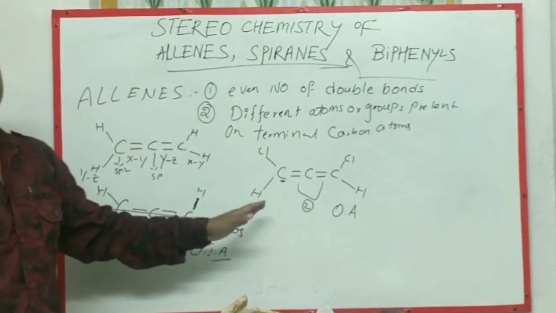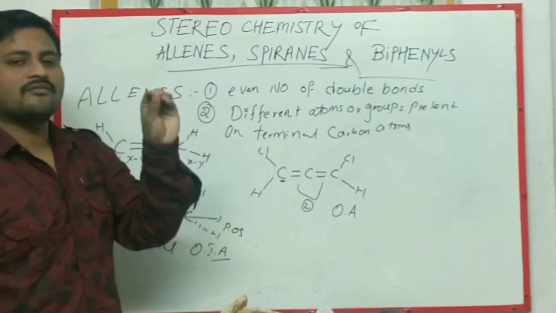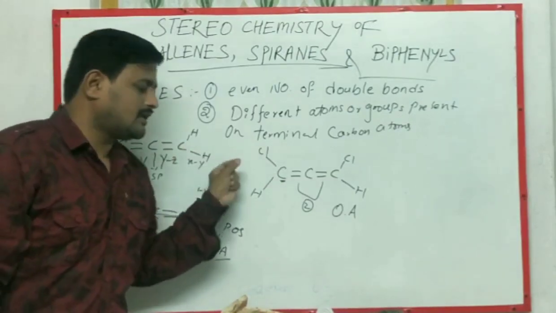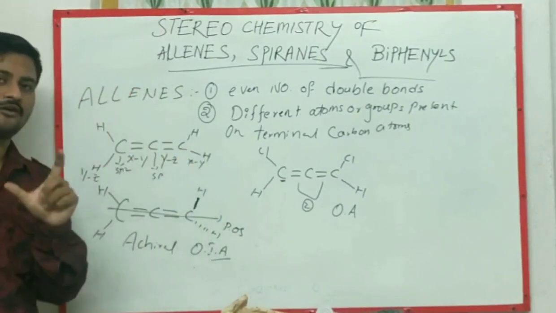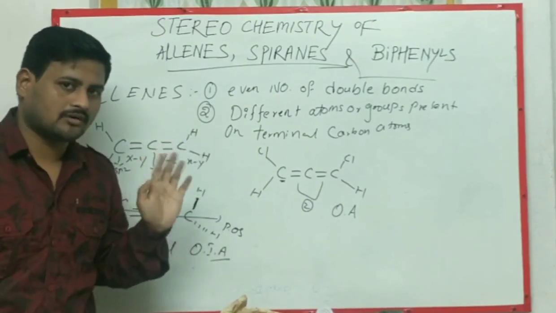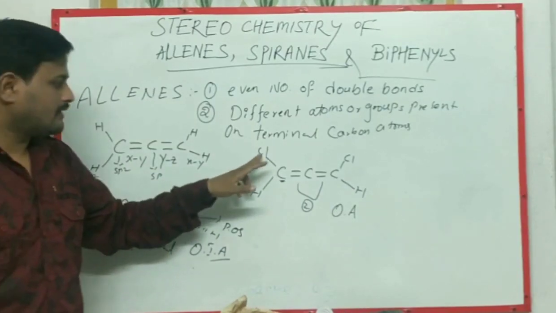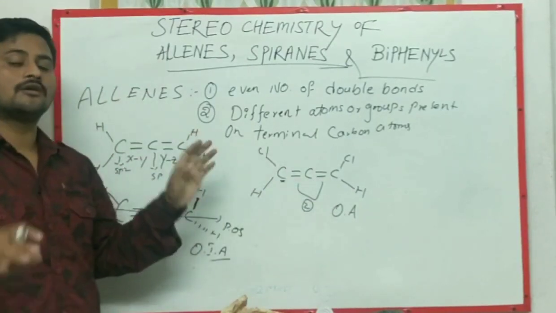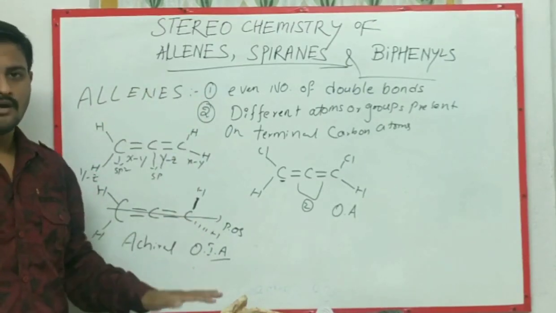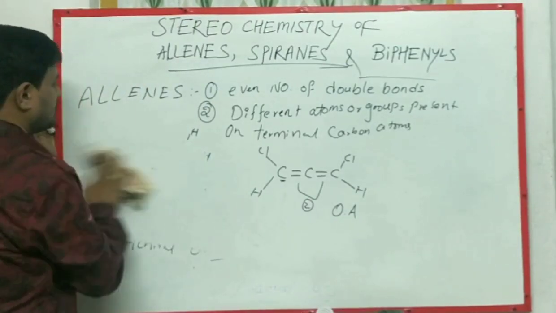If any allene is given in your examination, in any case, just observe how many double bonds there are. Are they even or odd? Even. Okay. Whether the terminal carbon atoms have different atoms or the same atoms. If any one carbon atom has the same atoms, it is not optically active. Both terminal carbon atoms must have different atoms or groups. Are you clear? Okay. Let us examine another example.